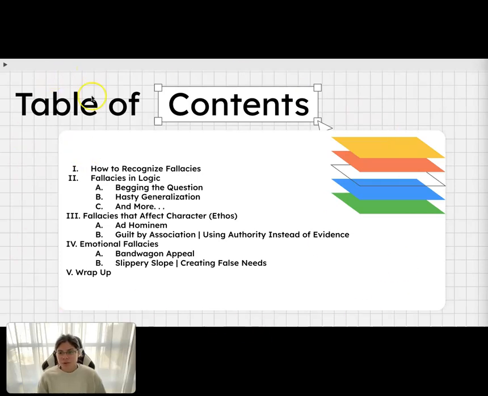Okay, so here we have our table of contents. These are the things that we're going to be going over. How to recognize fallacies, fallacies in logic, which include begging the question, hasty generalization, and more. Fallacies that affect character or ethos, which include ad hominem, guilt by association, and using authority instead of evidence. And lastly, emotional fallacies, bandwagon appeal, slippery slope, and creating false needs. And we'll end that with a nice wrap up.